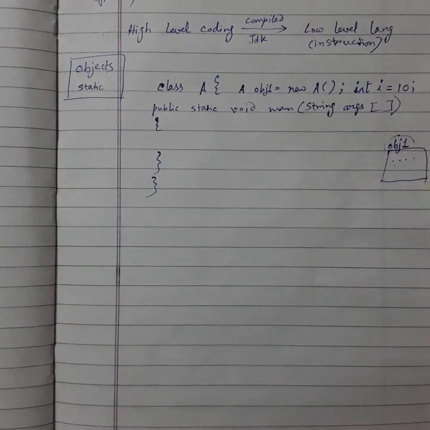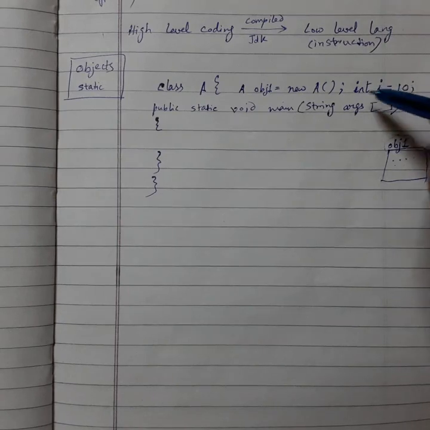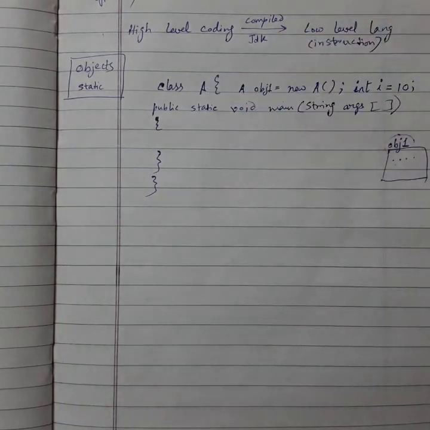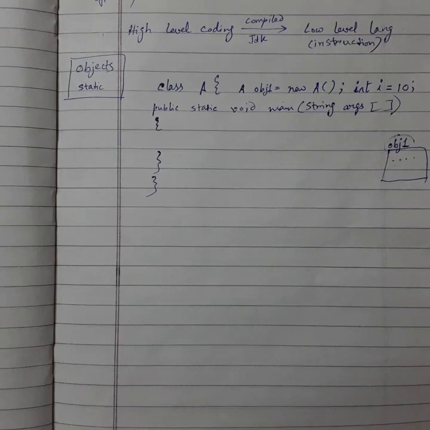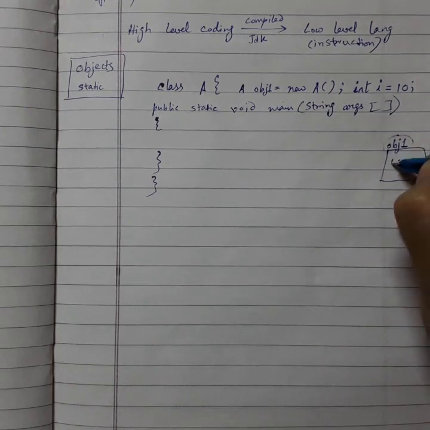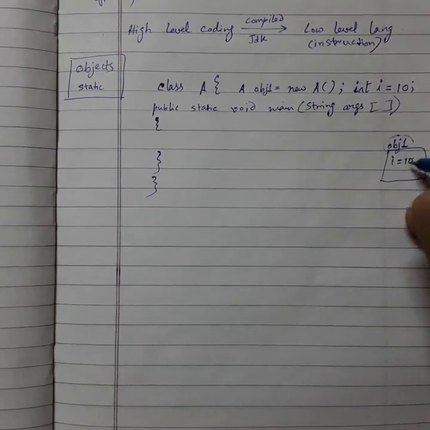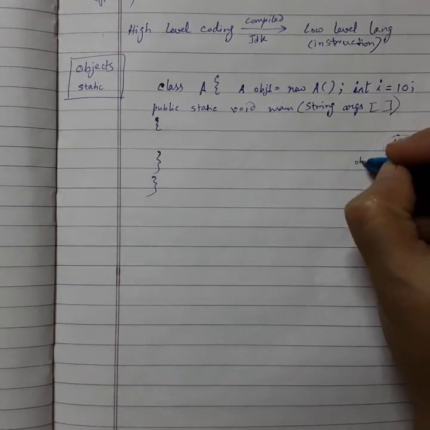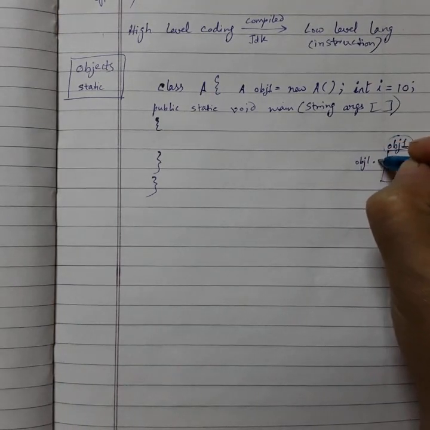Say this value is in class A, right? So in order to access this value, we can access it like obj dot I, where I will be stored equal to 10. How to access it? obj1 dot I.